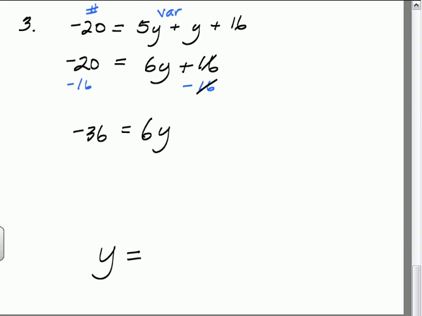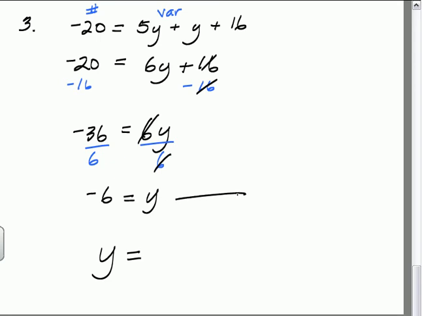What is that 6 doing to y? It's multiplying, so you go, okay, I know what to do. When it's being multiplied by 6, I'm going to do the opposite, which is divide by 6. And I'm going to divide this side by 6. The results, negative 36 divided by 6 is a negative 6. And on the right, these cancel to 1y, and we can just call that y.